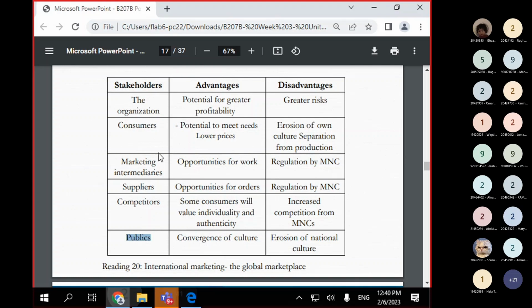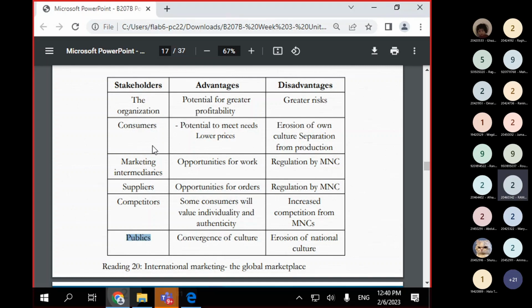Now this table summarizes the advantages and the disadvantages of globalization for each one of these. Now let's try to think it out loud. So we are going to think in a loud voice: what are the advantages of globalization for the organization? What do you think? What's the advantage of globalization for the organization?